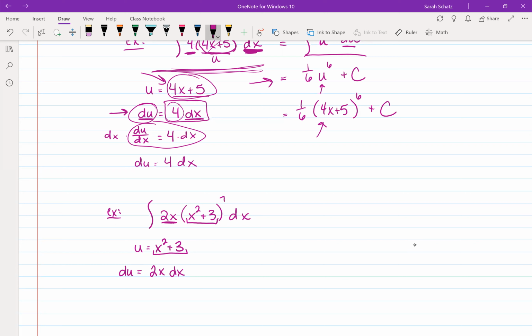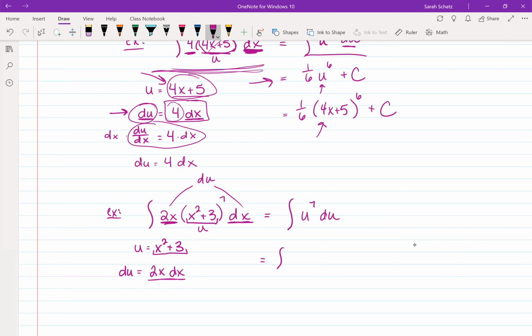Okay, so I have u and du. Let's look at our rewrite. Instead of writing x squared plus 3 to the 7th, because I've replaced that with a u, I can write it just as u to the 7th. Now, what about the 2x and the dx? Well, 2x dx, isn't that just du? So these two terms together are going to be rewritten as du. So I get u to the 7th du.